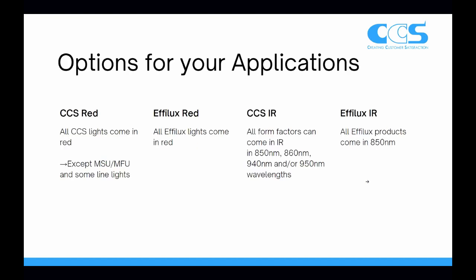So more options for your applications, what CCS and FELux offer. For CCS, all lights come in red. There are a few exceptions: our collimated coaxial and backlights just come in white, but everything else comes in red. FELux, all of their lights come in red. In CCS, you can get any form factor in IR, not any series. But any form, ring, dome, flat dome, backlight, bar light can all come in IR. And we'll have wavelengths 850, 860, 940, or 950, depending on the product. And then in FELux, all FELux products come in 850 nanometers as well.